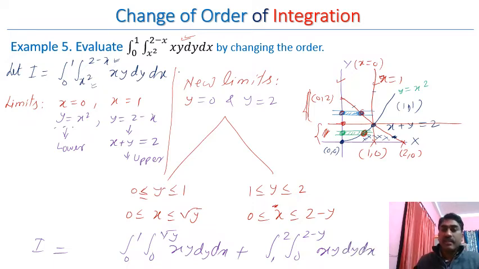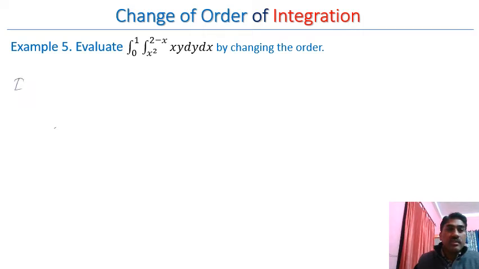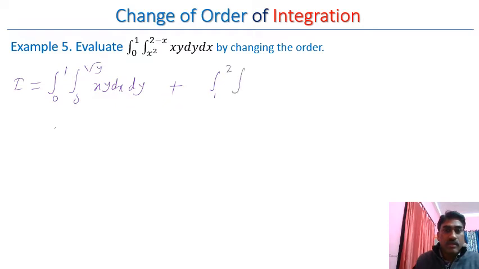Now we will integrate it. So I is equal to the integral from 0 to 1, 0 to root y, xy dx dy, plus the integral from 1 to 2, 0 to 2 minus y, xy dx dy. So you can integrate these separately or just integrate, because the integration is not tough.